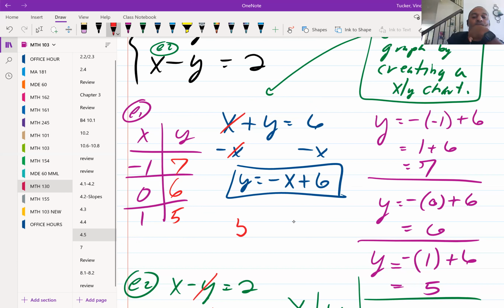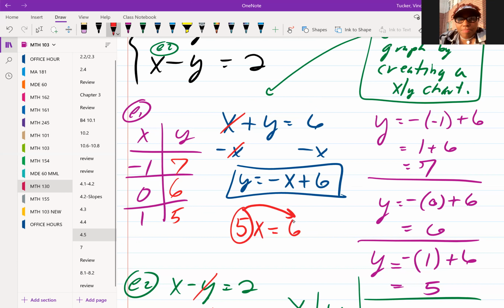You would divide if you had something like this and you were trying to move just the 5. So only when I'm trying to move the variable do I add or subtract.